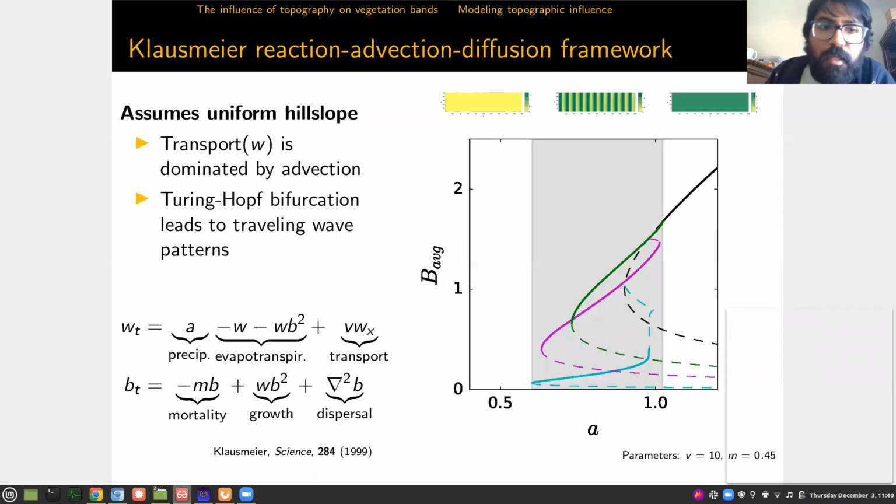Okay, and so in terms of the modeling, we started out again with this very simple reaction-advection-diffusion framework, which I talked you through, but now we're dealing with these two-dimensional patterns. So instead of thinking about a one-dimensional domain, we're thinking about a two-dimensional domain. And so the main difference is this diffusion is now a two-dimensional linear diffusion.